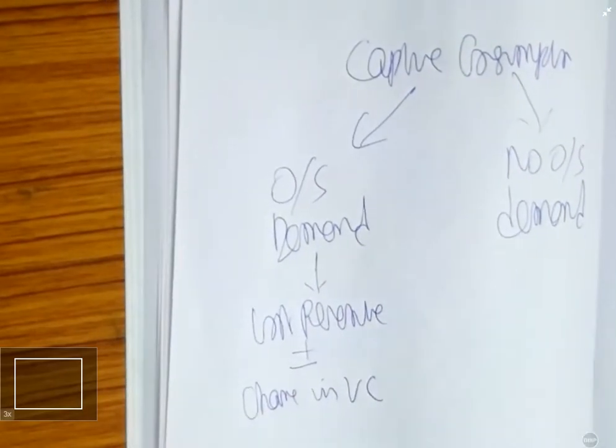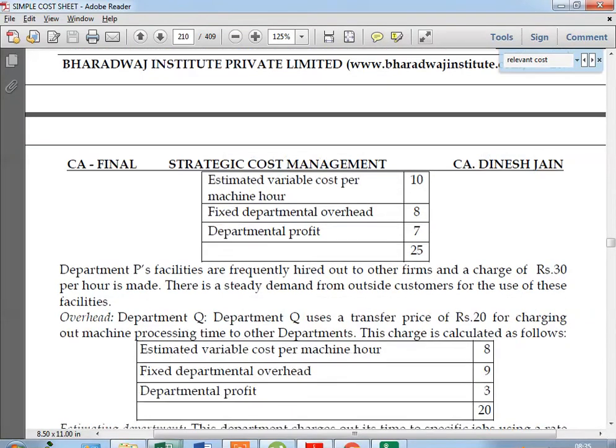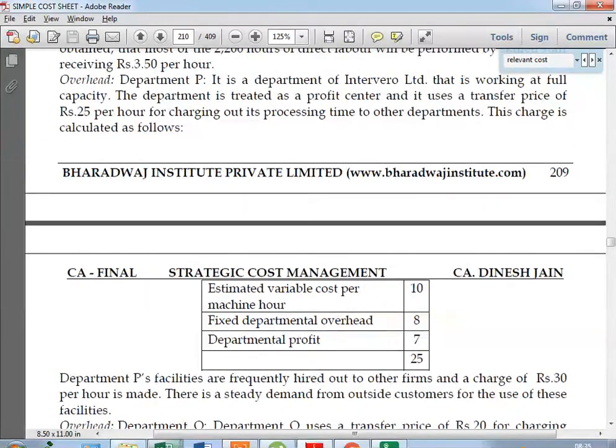What does change in variable cost mean? The question said Department P's facility is working at full capacity. It's a profit center. Transfer price are frequently hired out to other firm at a charge of how much? 30 per hour. My relevant cost is 30. That's all. I need not even think about additional parts. When I have outside demand, it's 30 rupees.